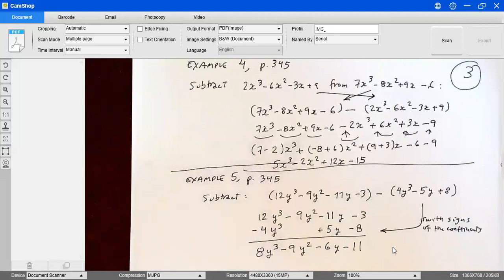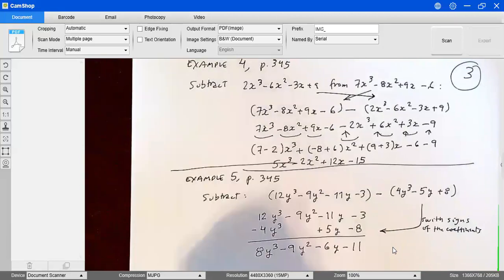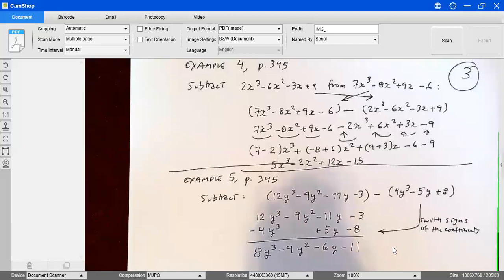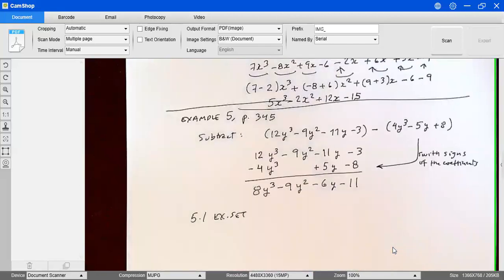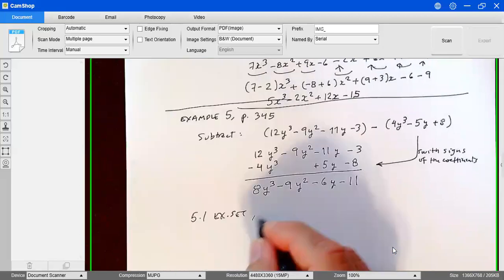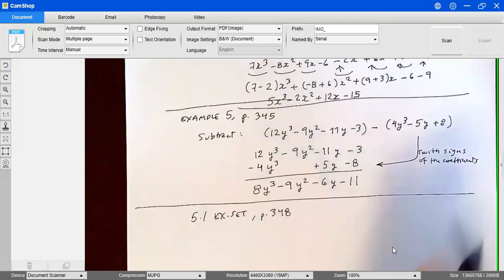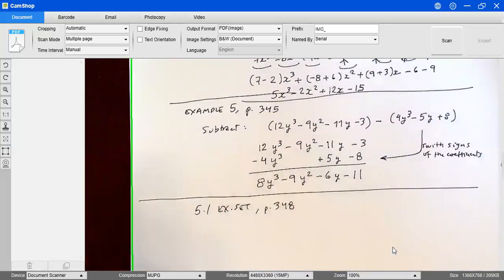So you're going to work now 3 exercises from the 5.1 exercise set. This exercise set is on what page? Let me see. This is on page 348. So you're gonna work those 3 exercises.